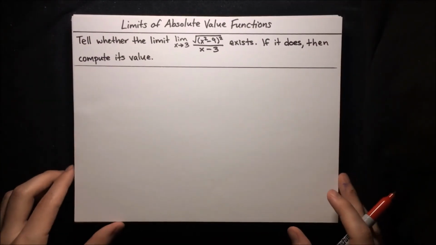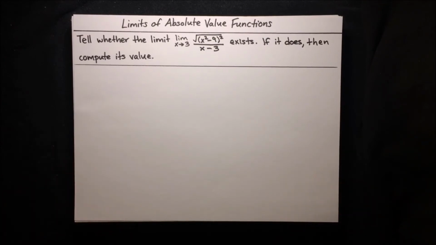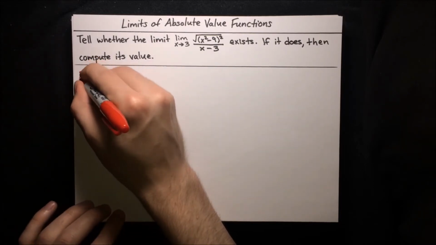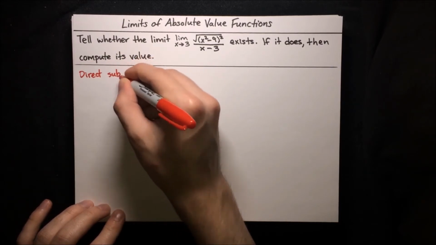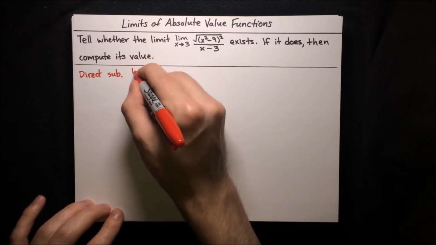Alright, here's our next problem. We want to tell whether the limit as x approaches 3 of the square root of the quantity x squared minus 9 squared, all divided by x minus 3, exists. And if that limit does exist, then we also want to compute its value. So again, our first approach is always direct substitution, because if it works, then we're just totally done. And that would be easy.